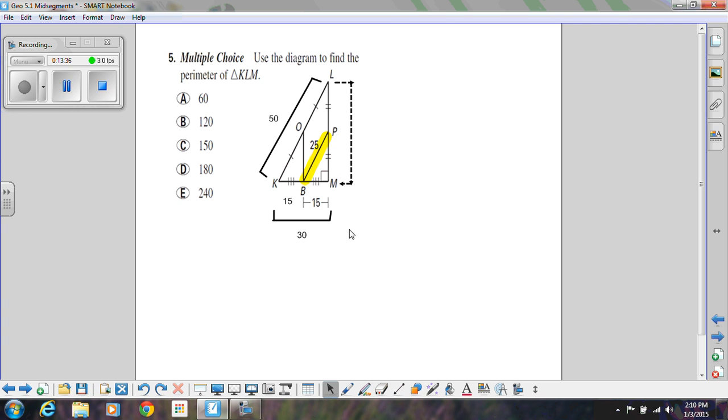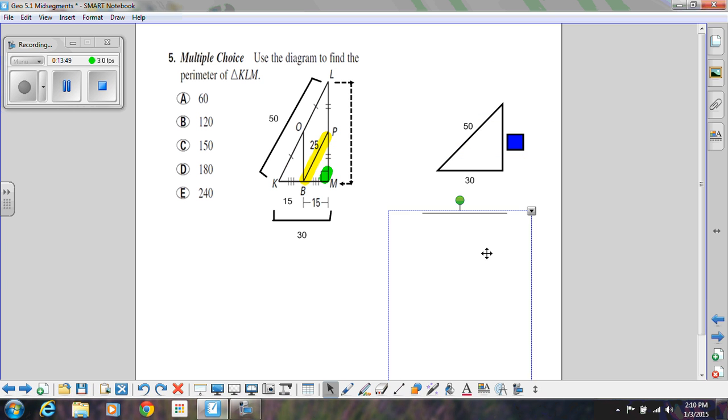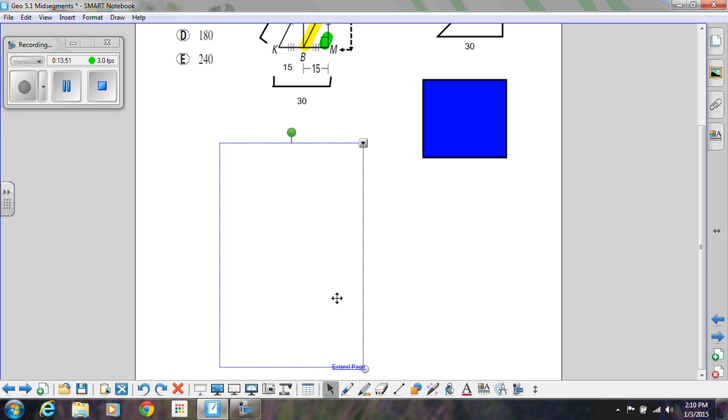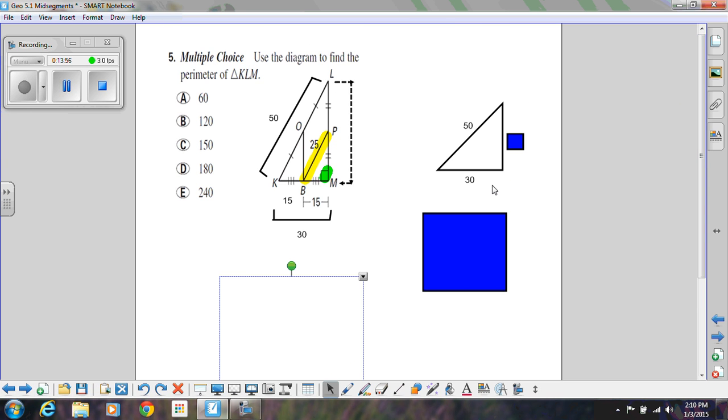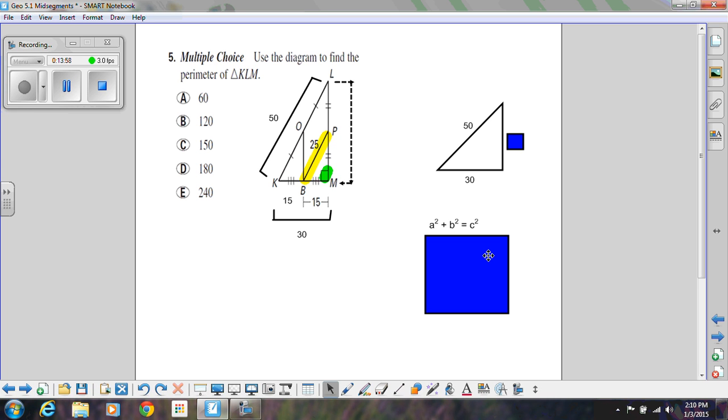So the only other thing we can do is look at this. This might have been hard to see, or you might not have seen that, but this is a right triangle. So because it's a right triangle, we can use the fact that we know a squared plus b squared equals c squared. So we already know this is 30, this is 50. So we're going to try to find this side over here by using the Pythagorean theorem.